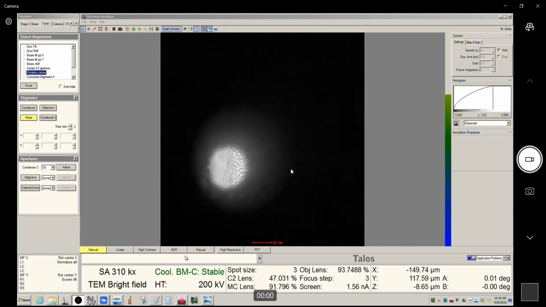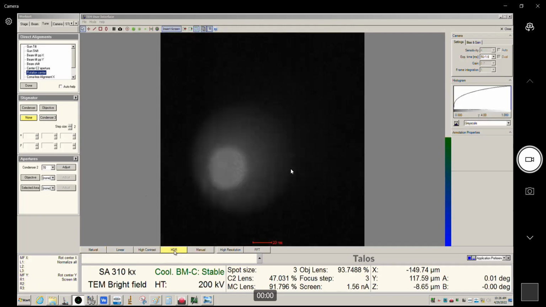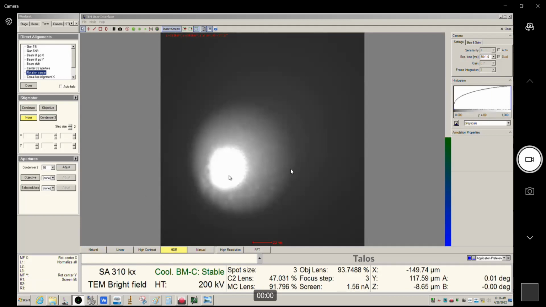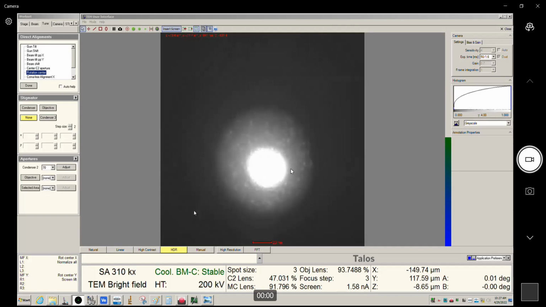Now let me switch this. It's easier to see in HDR. What you're seeing here is a bright spot, and also this diffuse spot as well. But what we can hopefully see is that this is not centered inside this diffuse area. So to fix the rotation center, all I need to do is use my multifunctions and get it in the center.